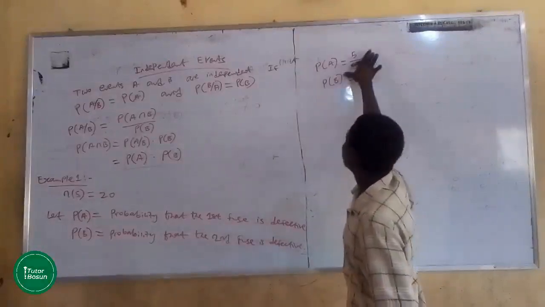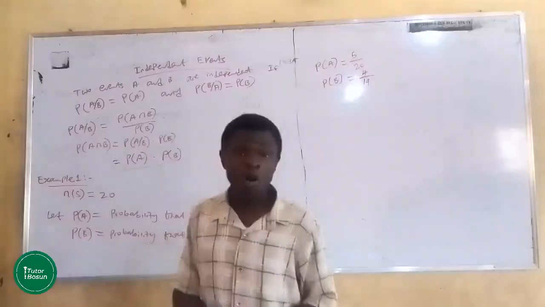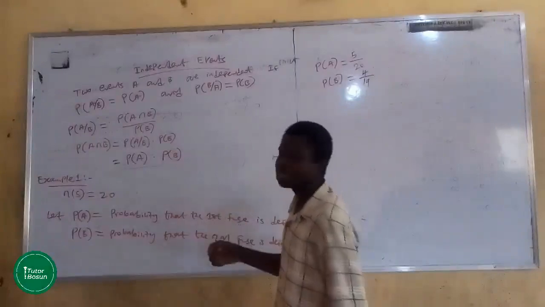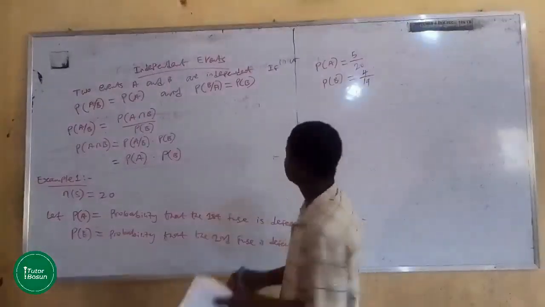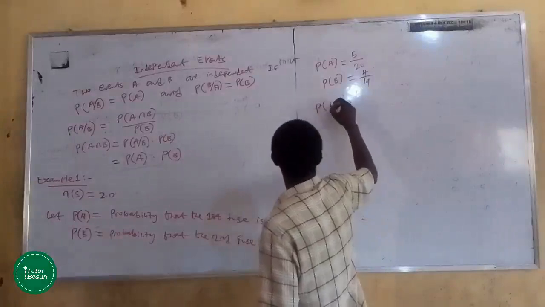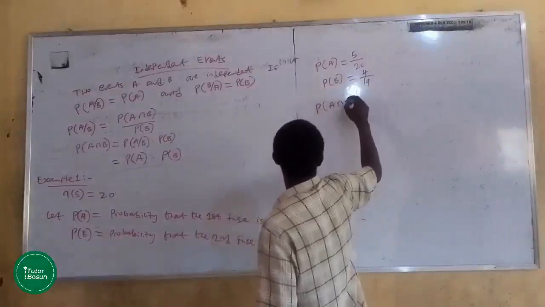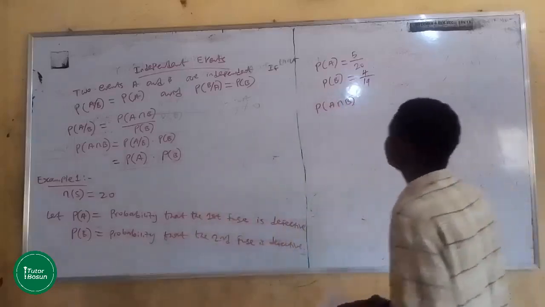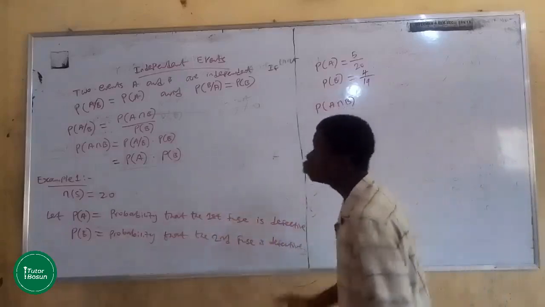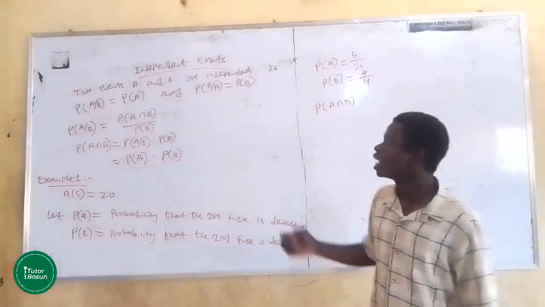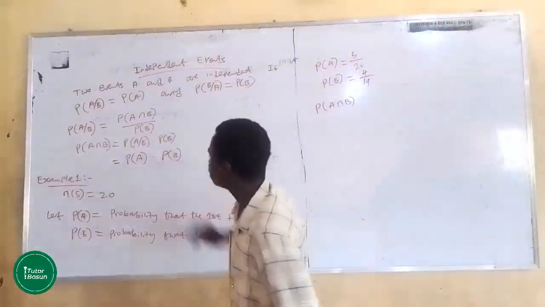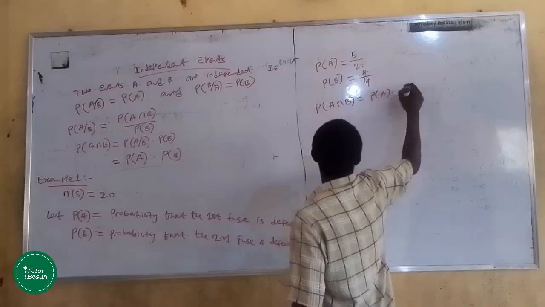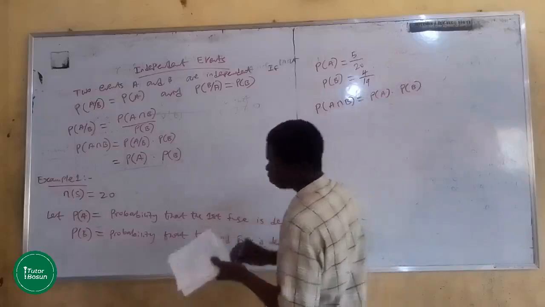So the probability of A will be 5 over 20 and the probability of B will be 4 over 19. We now want to determine the probability that both fuses are defective. That is, the first is defective, the second is also defective, which is the probability of A intersection B. To determine it, the two events are independent, so we can apply the formula we have derived here, which says it is equal to the probability of A multiplied by the probability of B.